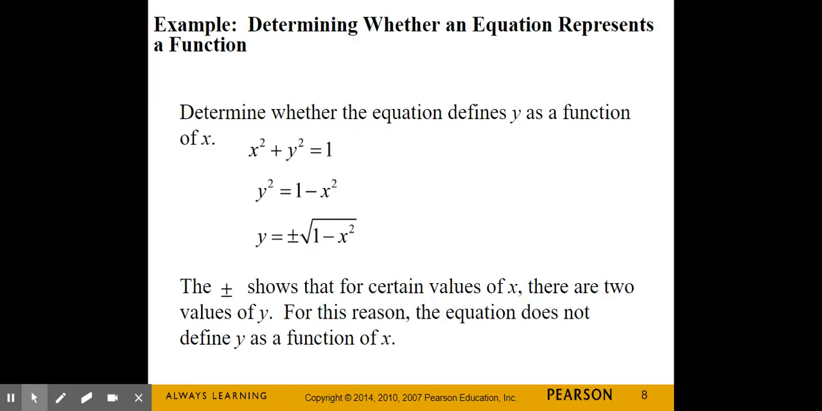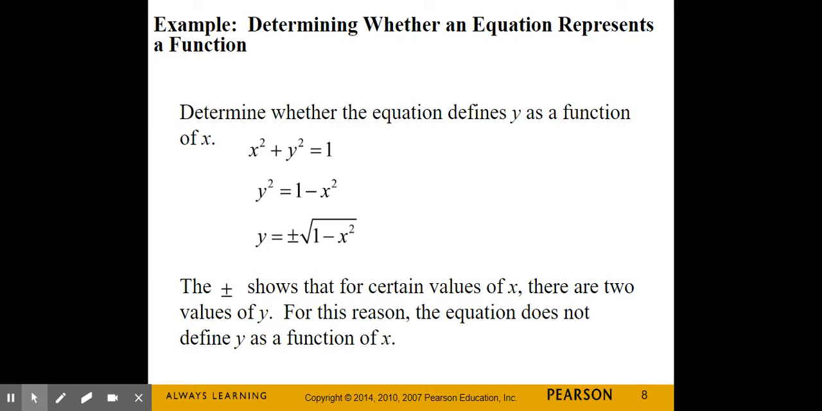So for this one, determine whether the equation defines y as a function of x. x squared plus y squared equals 1 is your equation. If you're determining whether an equation is a function or not, solve for y. So the first thing you would do is just subtract x squared from both sides. That's what's happening in the first step. And if you have y squared and you're solving for y, you're going to take the square root of both sides. And you end up with y equals plus or minus the square root of 1 minus x squared.